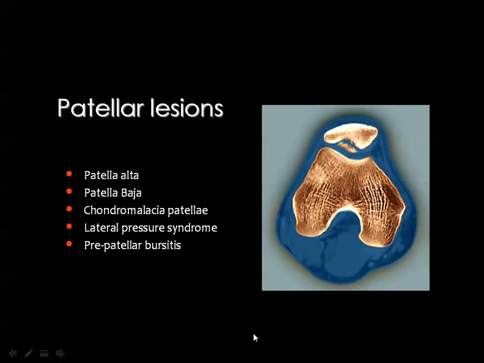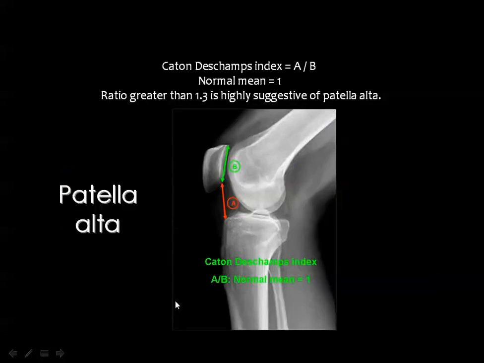Then we came to the patellar lesions, and we will discuss patella alta, patella baja, chondromalacia patella, lateral pressure syndrome, and prepatellar bursitis.